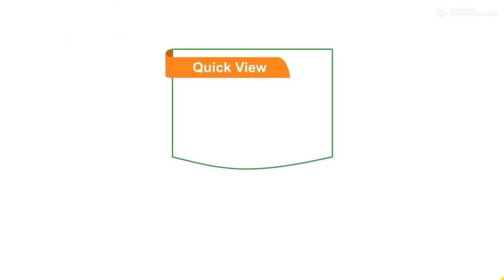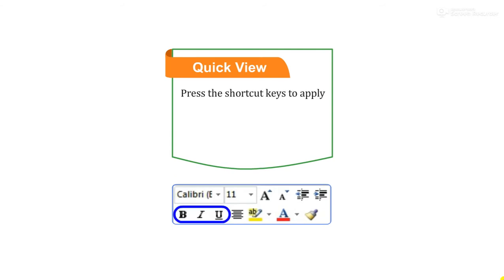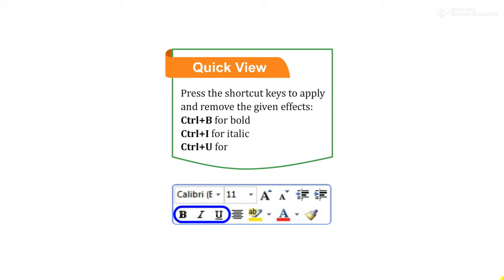Students, press the shortcut keys to apply and remove the given effects. Ctrl plus B for bold, Ctrl plus I for italic, Ctrl plus U for underline.